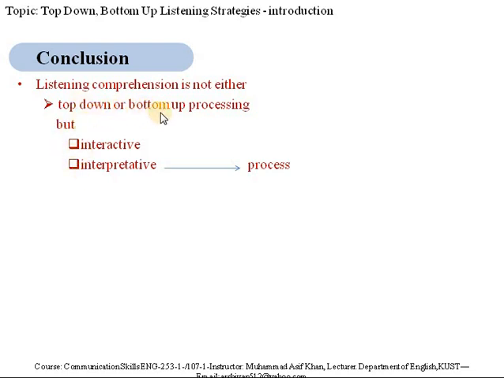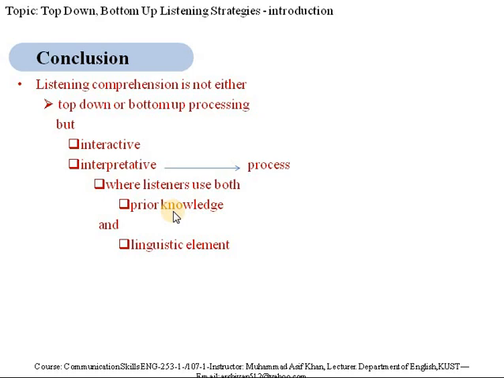Therefore, listening comprehension is neither a top-down nor a bottom-up process. It is a mixture of top-down and bottom-up processes, where listeners use both prior knowledge and linguistic elements. Prior knowledge includes the context and the situation in which things are happening. All these things, including predictions and inferences, are included in the listening process. And it is not only the prior knowledge or the context; we also have a very keen observation of the linguistic elements of the language in understanding the message, because a listener has to pay attention to the sounds from which we form the words, the grammatical rules, and the order in which the words are placed in any situation.